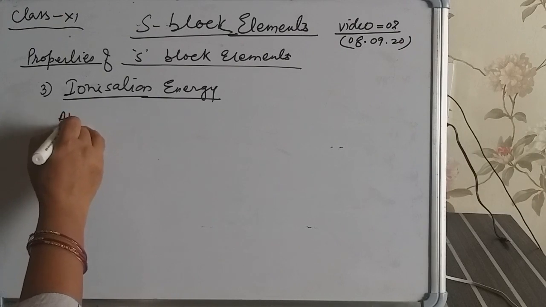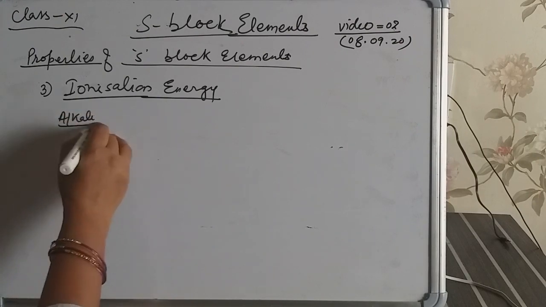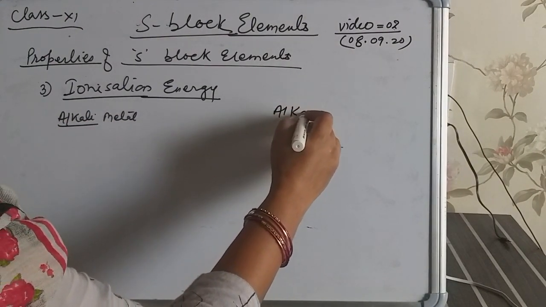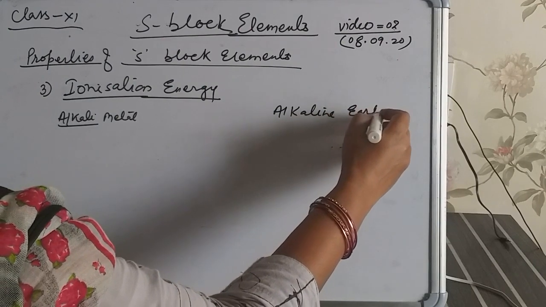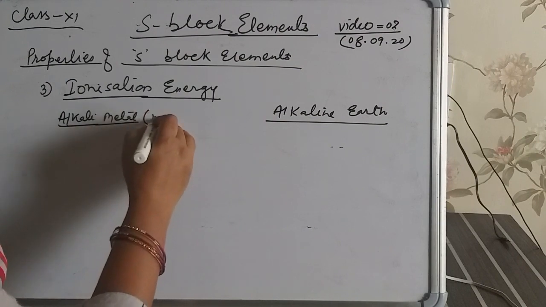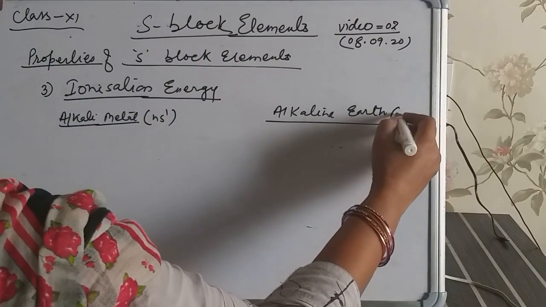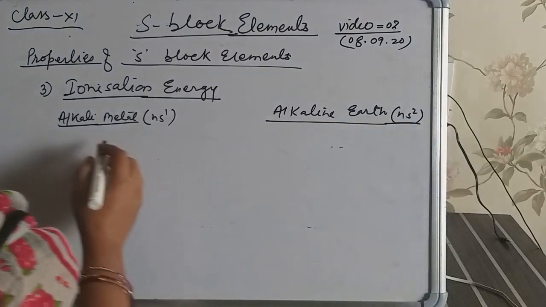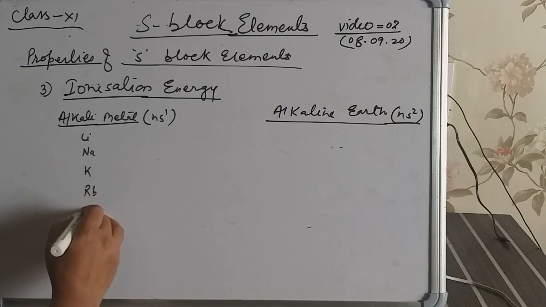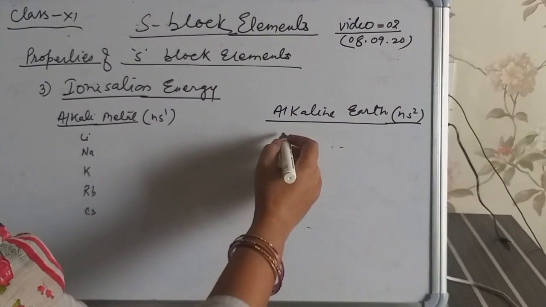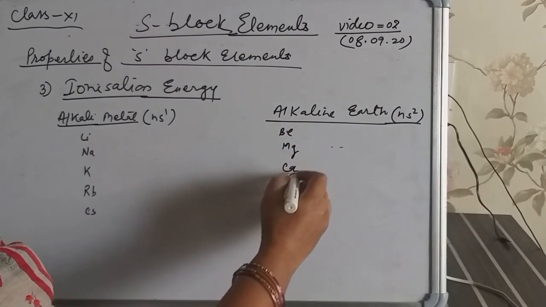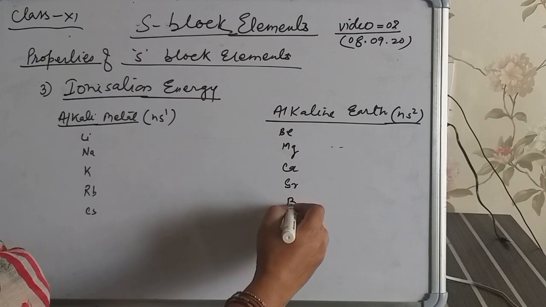So comparing alkali metal and alkaline earth metal. We know the configuration of alkali metal is ns1 and alkaline earth metal is ns2. So lithium, sodium, potassium, rubidium and cesium. In case of group 2 alkaline earth metals: beryllium, magnesium, calcium, strontium, then barium.